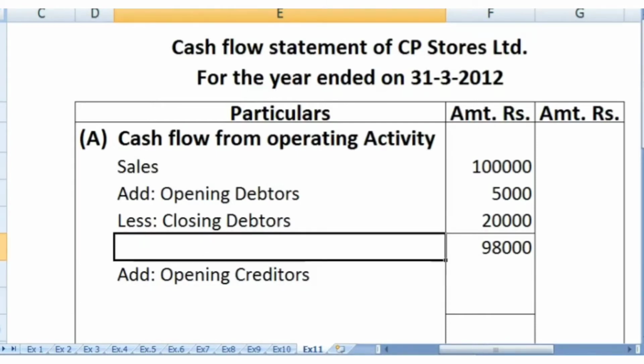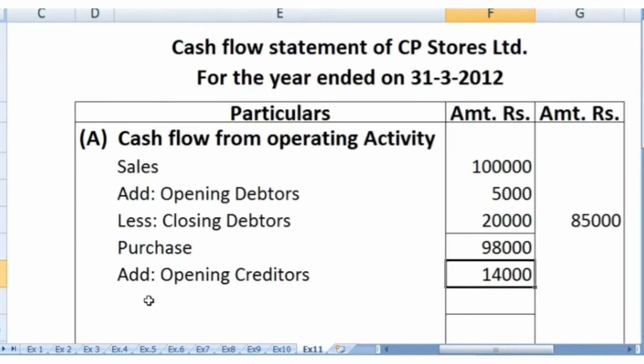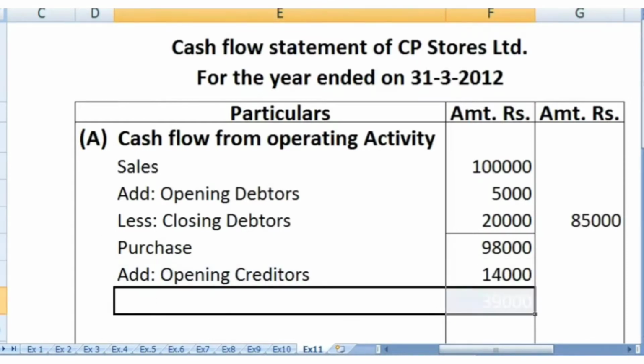Just a moment. This is not the answer here. The answer of this is the other side. 1 lakh plus 5,000 minus 20,000 is equal to 85,000 on the other side. This is your income, cash receipt by sales activity, right? Then purchase is given 98,000. Opening creditors, as given on the liability side, is 14,000, and closing creditors is 39,000.